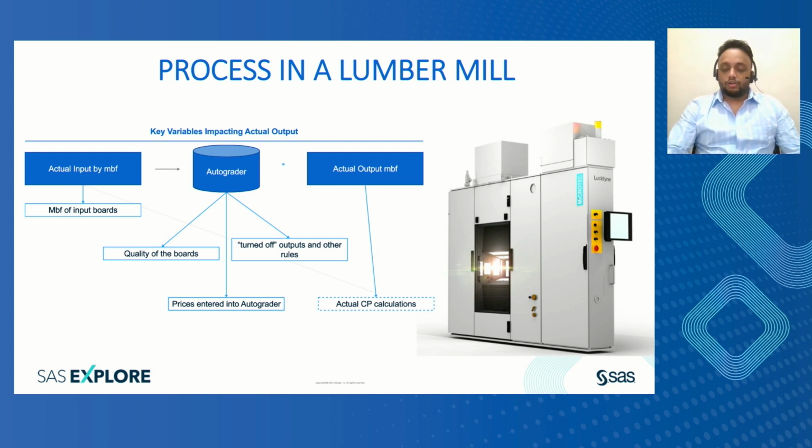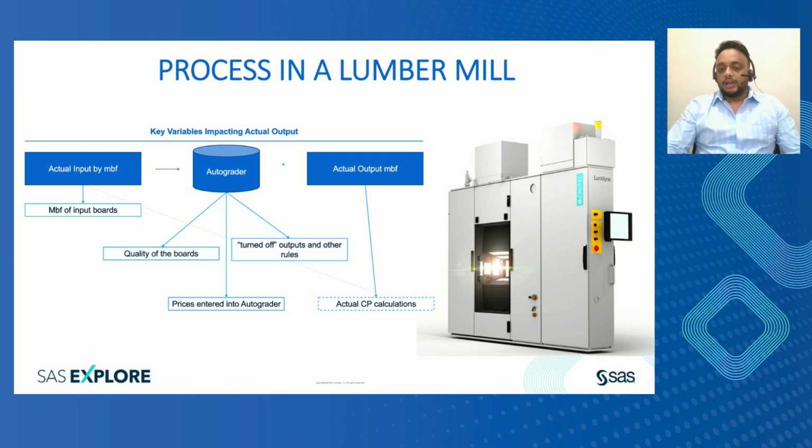That means the raw lumber is basically being fed to this particular machine. The picture on the extreme right shows the auto grader machine, where the lumber is fed, and the grade is defined based upon the quality of the lumber, the prices of each lumber in the market, and also the rules for that particular mill. Certain mills will produce certain sizes of lumber, that means of certain width, thickness, and length.